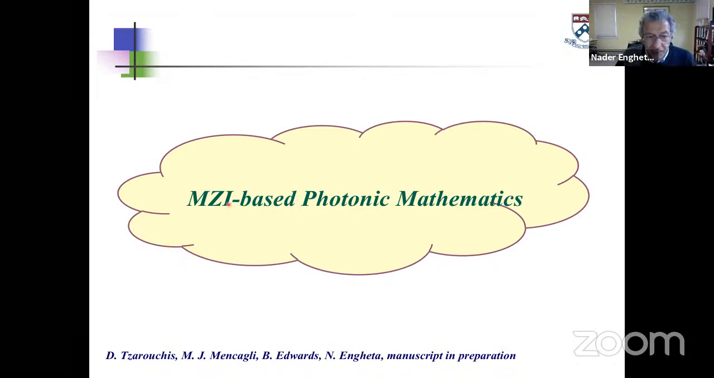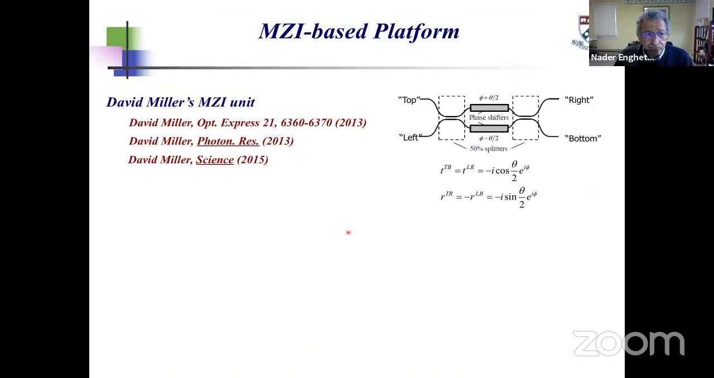And these are devices known as Mach-Zehnder interferometer. Now, my good friend David Miller, professor at Stanford University, several years ago came up with a very interesting idea. He said that if we consider a Mach-Zehnder interferometer, look at this, this is the Mach-Zehnder interferometer, which consists of a 50-50 coupler over here, another 50-50 coupler, and two phase shifters over here. He showed that if you have a collection of these elements, so imagine you make many of these and you connect them together.